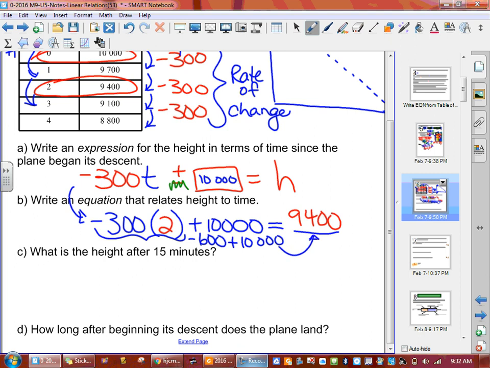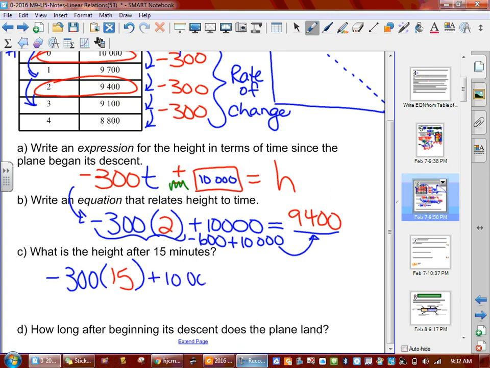So, letter C says, what is the height, how high is the plane, after 15 minutes? Okay, well we've got to put a 15. Is the 15 a time number, or is it a height number? It's a time number because it said minutes. So we're going to put it where that 2 is. So negative 300 times 15 plus 10,000. That's going to tell how high it was after 15 minutes.